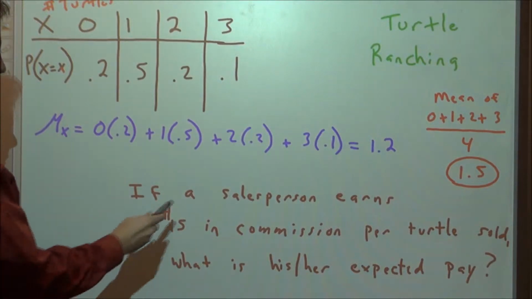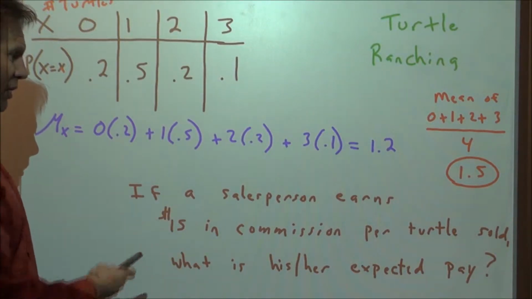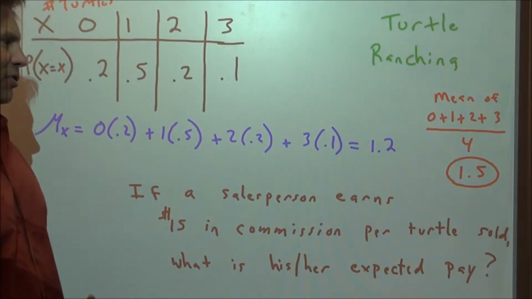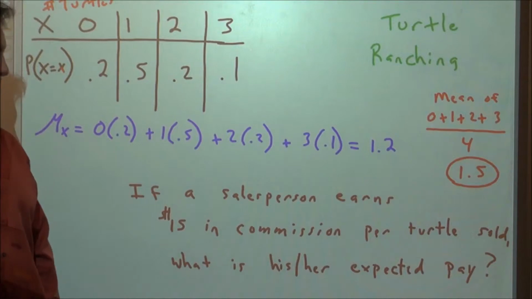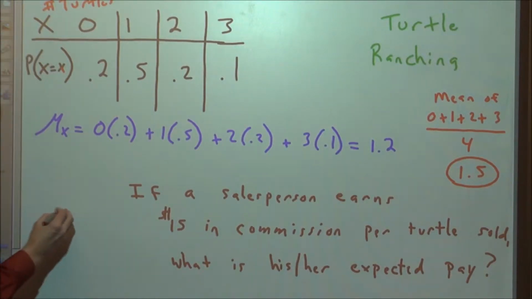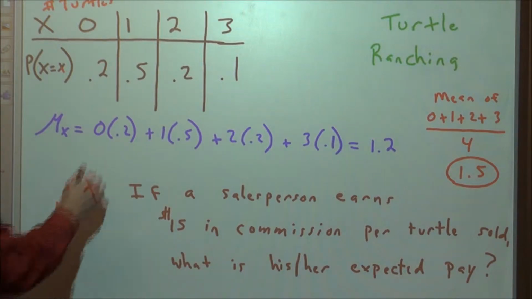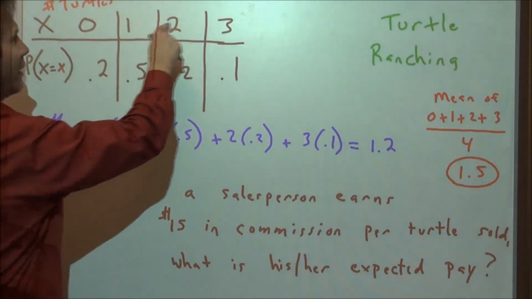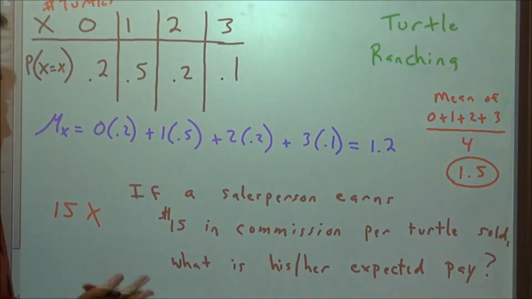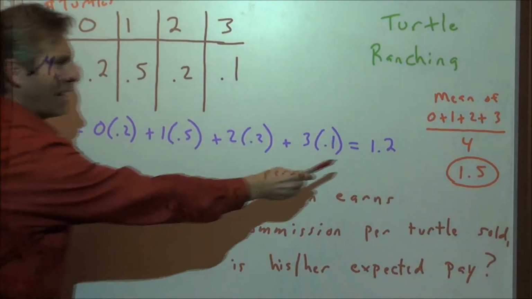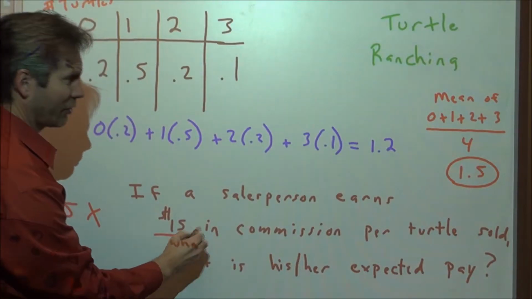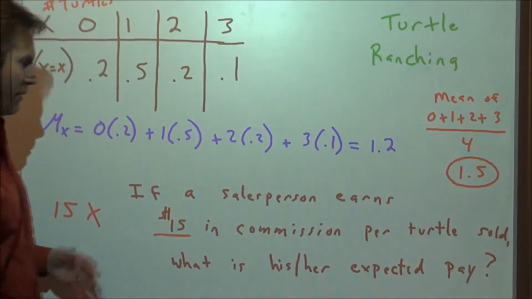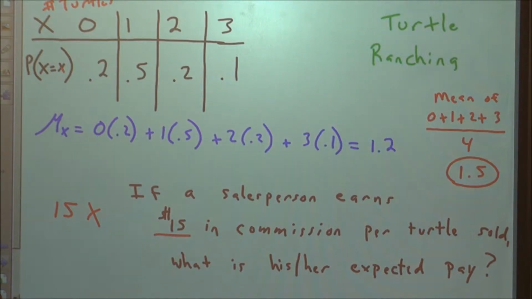So now, if a salesperson earns $15 in commission per turtle sold, then what is his or her expected pay? Well, to do that, we can now take 15 times the random variable. You could literally multiply each of these values by 15 and recalculate, but we know that all we have to do is take our mean average, number of turtles sold, multiply it by the fact that we're getting $15 per turtle, and they're making about $18 per day.